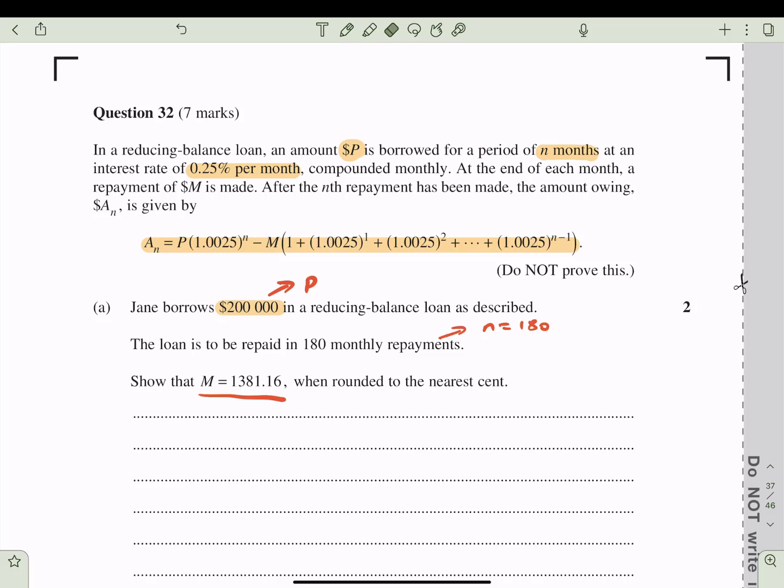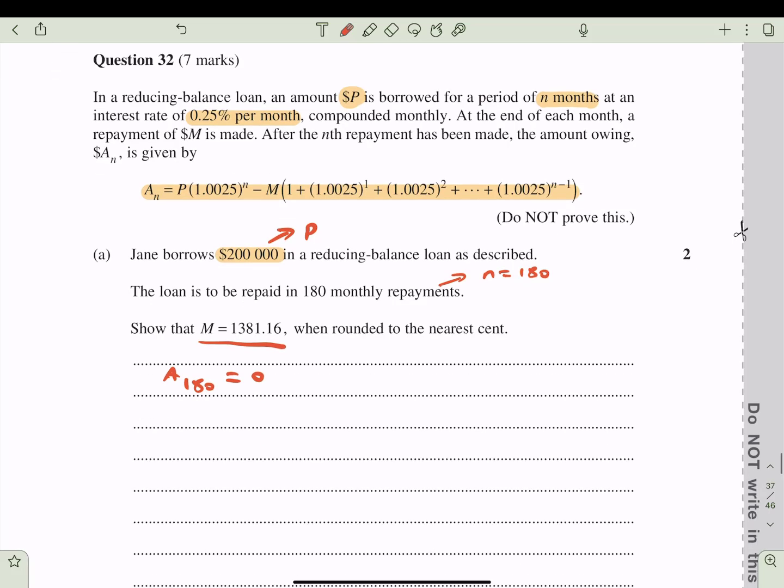So from here, we can say that A_N, or A_180 actually, must equal 0. So after 180 months, my balance outstanding must equal 0. So therefore, my equation now becomes 0 equals 200,000 times 1.0025 to the power of 180 minus M times (1 plus 1.0025 to the power of 1 plus 1.0025 squared plus ... all the way until 1.0025 to the power of 179). Okay, so that's my equation right now.